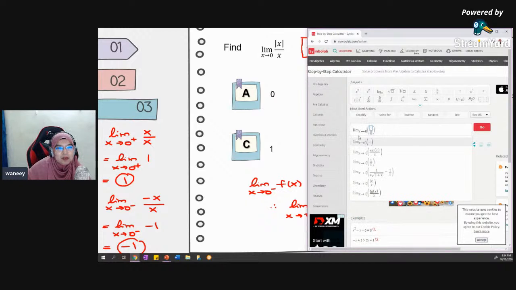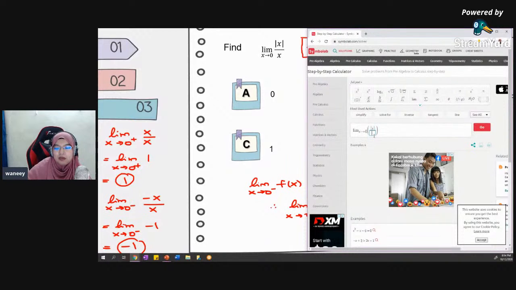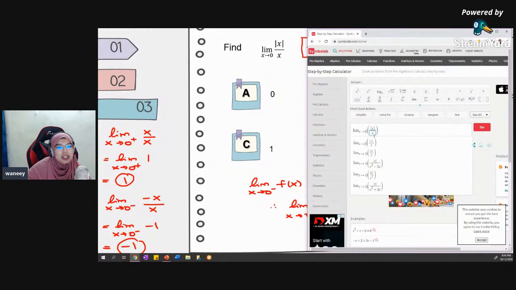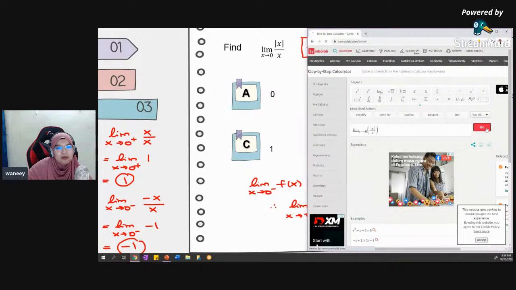Okay, kemudiannya kita nak buat dia dalam bentuk absolute value. So dia ada dua lah. Kalau nak tulis command dia ABS. Tapi since saya pakai laptop, so saya boleh pakai yang simbol yang sengit tu. Tapi kita akan tekan shift lah. So nanti dia akan bubuh dalam bentuk absolute value. Okay, so nanti kita type lah absolute value of x over x. Kemudian kita klik go. 1, 2, 3, go.